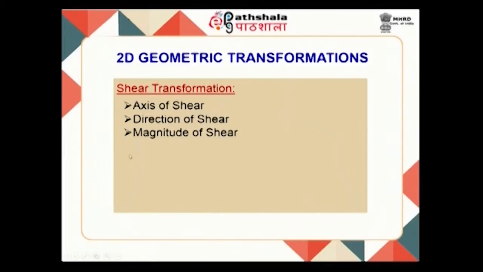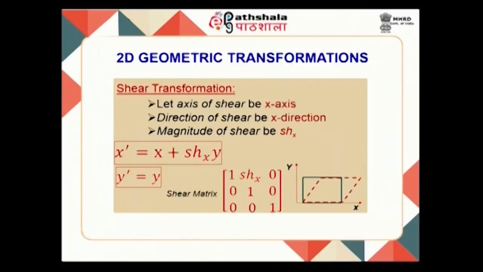For shear transformation to be performed, we require 3 parameters. One is the axis of shear, the other parameter is the direction of shear, and the third parameter is the magnitude of shear. So, shear is a peculiar transformation that affects change in shape.